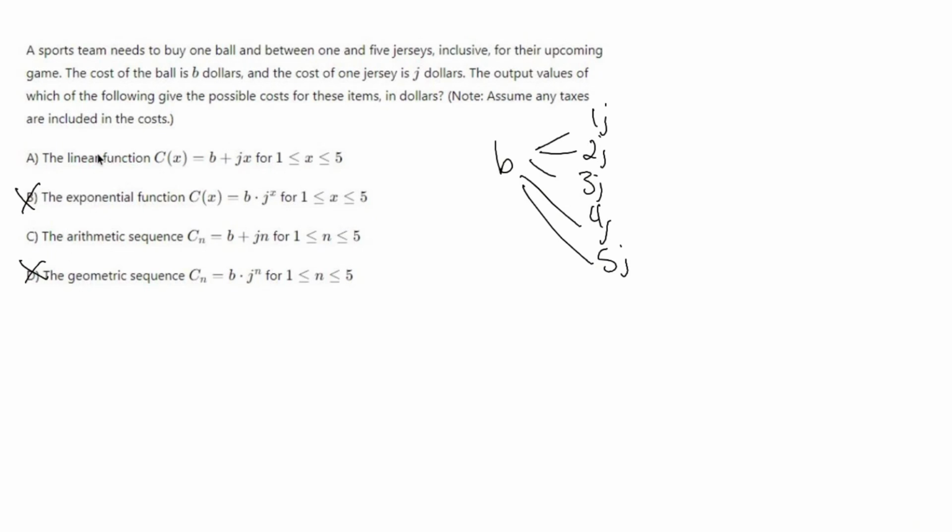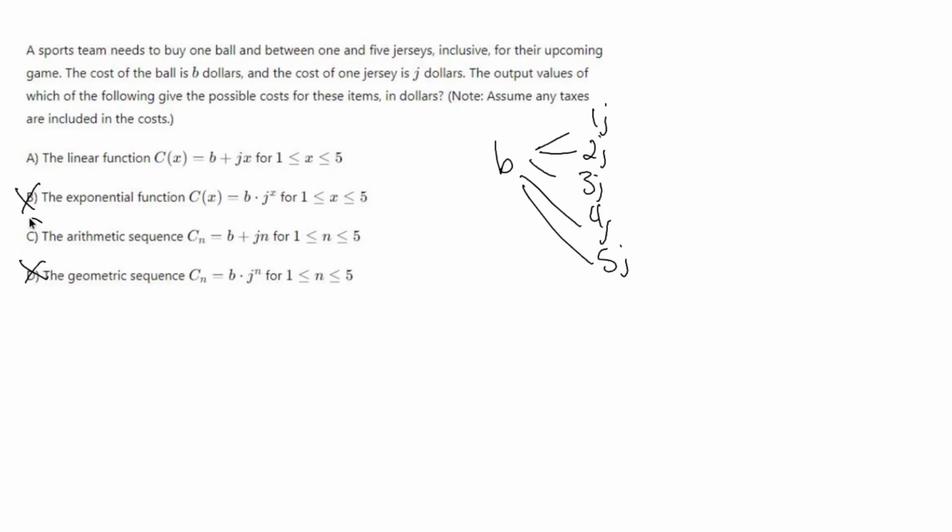Now, you might be looking at A and C and say, these are the same thing, but technically, if it's linear, we could say something to the effect of, X is how many jerseys we can buy, and in this case it is how many jerseys we can buy. If it's linear, technically a linear function allows for decimals. Whereas an arithmetic sequence is talking about the number term of a sequence. You wouldn't say, hey, let's focus on that 1.5 term. No, you would only focus on the first term, second term, third term, fourth term, fifth term.